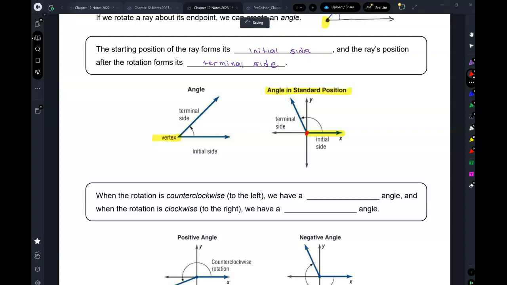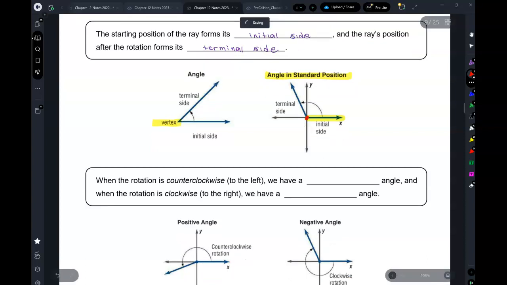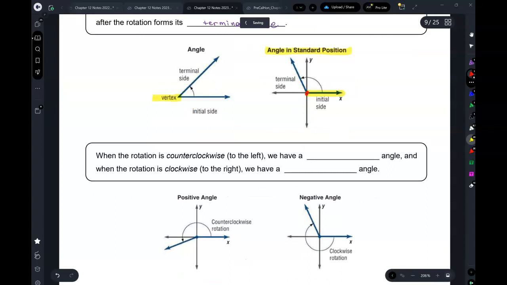So in math and science, counterintuitively, counterclockwise is always the positive direction. Okay, so when the rotation is counterclockwise, we have a positive angle. When the rotation is clockwise, we have a negative angle.